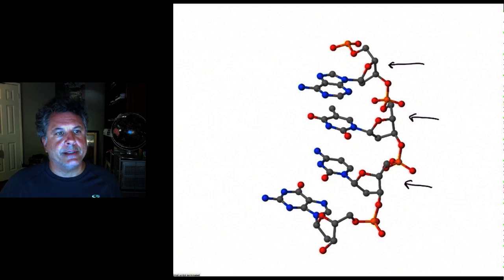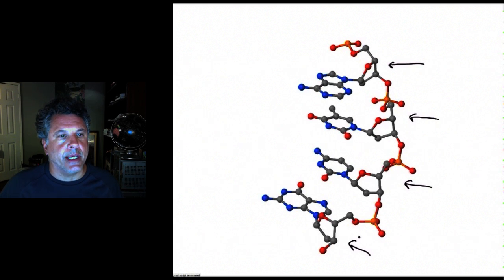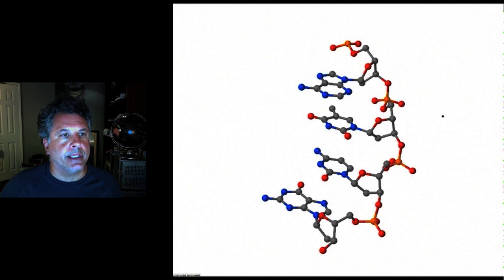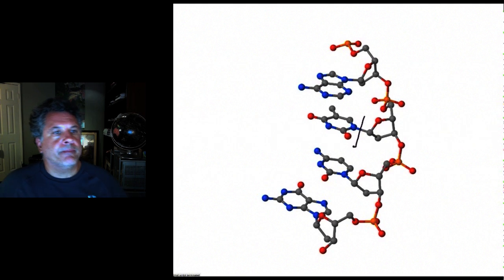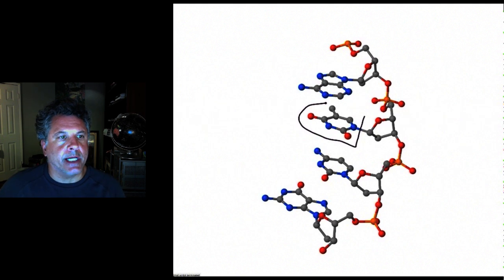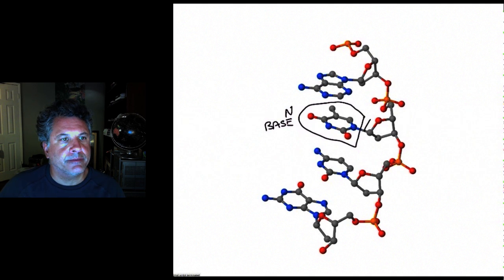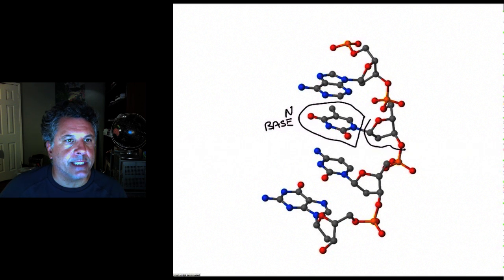So what we have here is a short stretch of single-stranded DNA, not double-stranded DNA, not double helical DNA. And we can see that it is made out of component nucleotides, and each nucleotide in this 4-nucleotide stretch here, we're only showing a 4-nucleotide stretch as an example. Each nucleotide has a nitrogenous base, having nitrogens shown in blue. Hydrogens are not represented here for simplicity's sake.